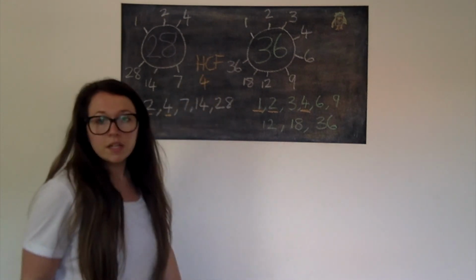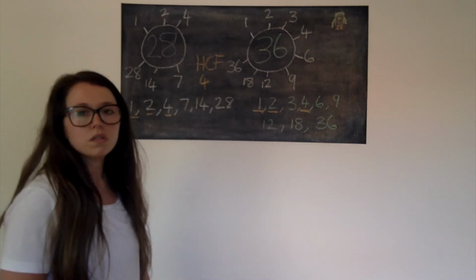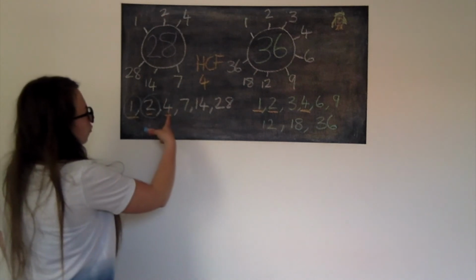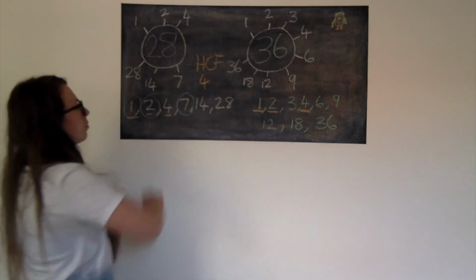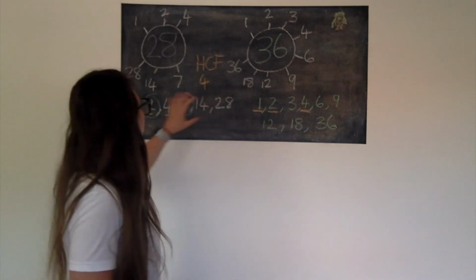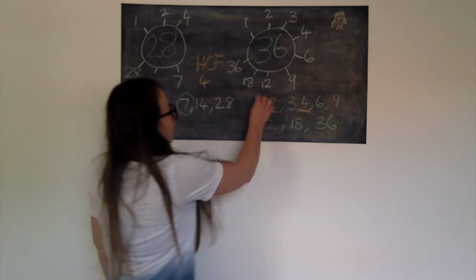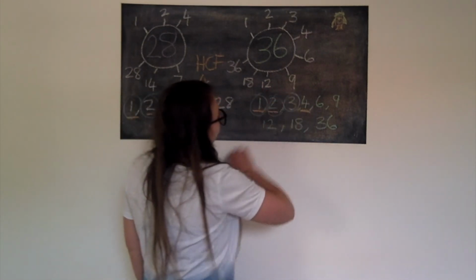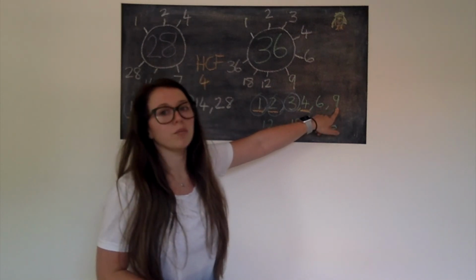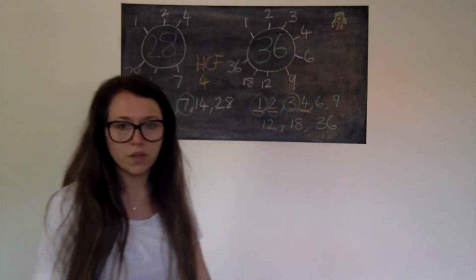Easy peasy. Now I also set you a bit of a challenge to think about, out of the factors of the number, which ones are prime. So 1 is a prime number, 2 is a prime number, 4 is even, 7 is a prime number, 14 isn't, and 28 isn't. Okay, so those are the prime factors. Over here we've got 1, 2, 3, 4, 6. 9 is an odd number, but it isn't prime, remember, because 3 is also a factor. 12, 18, and 36. So there you go.